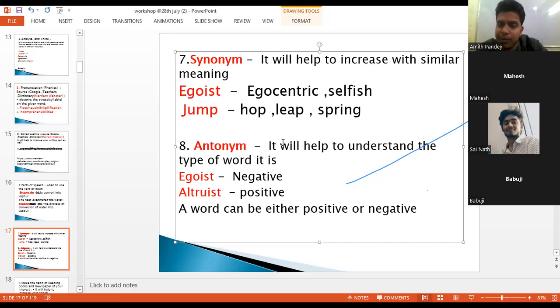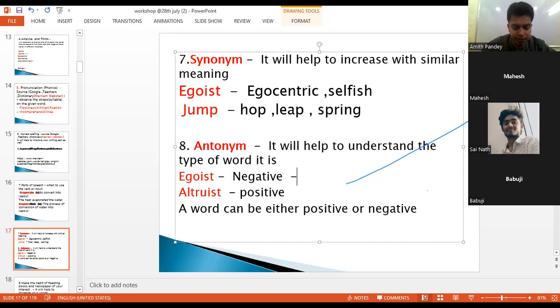Next, antonym. Antonym is nothing but the opposite. And how can antonym help you out? Let's take the word egoist again, and egoist is a negative word. Antonym is nothing but opposite, and in the other way, you can understand from negative to positive. So egoist is a negative word. What will be the positive for that? It's altruist.